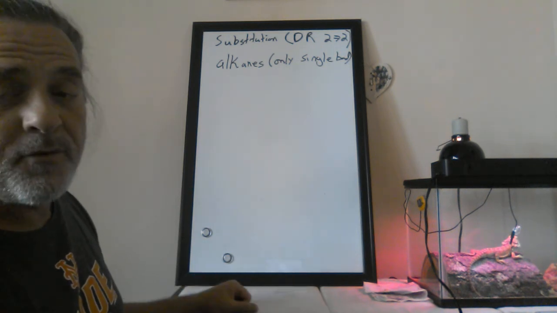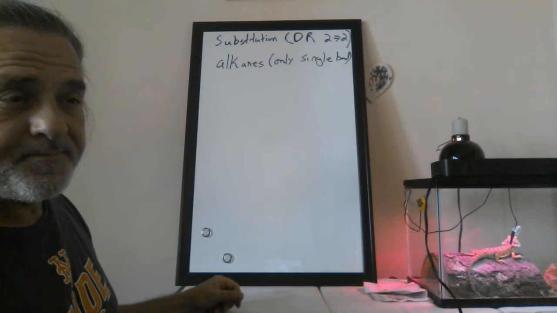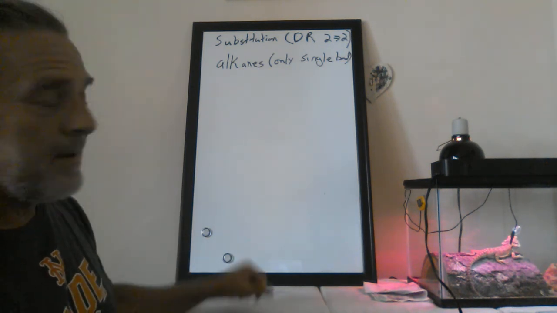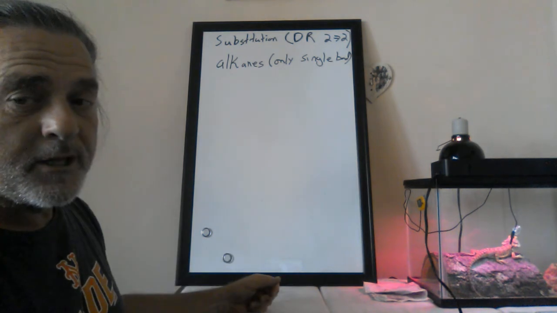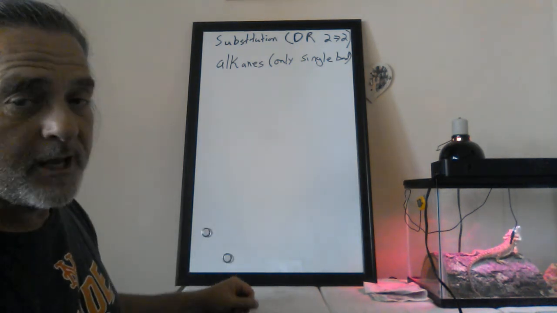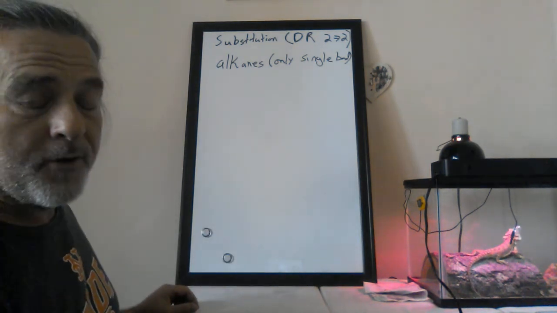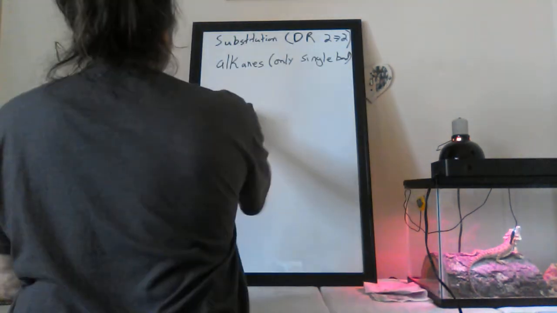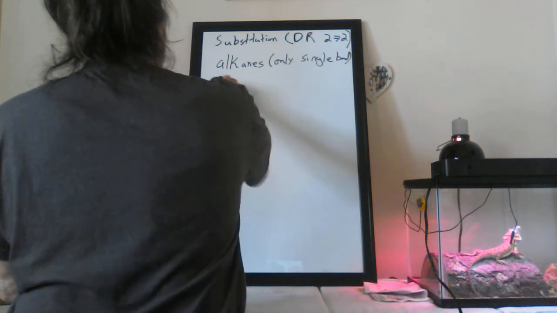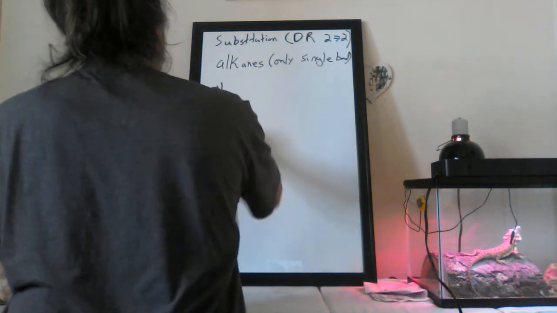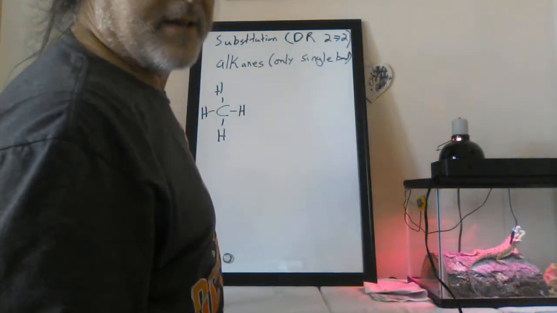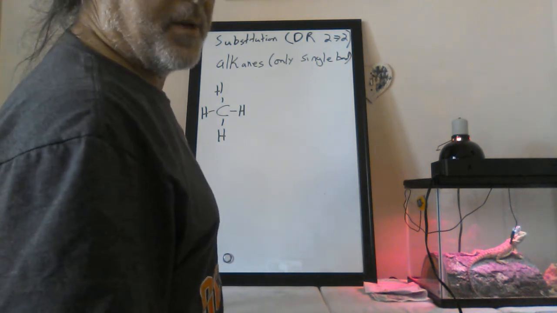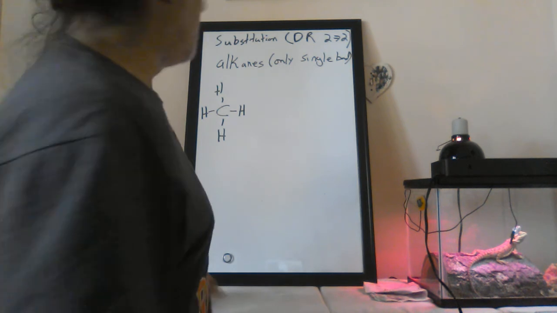I don't even think they would go as far as propane, because then you would have to determine where it's going to be on a primary or secondary carbon, and it's not within the syllabus, so you don't have to worry about it. It'll be simple, just like I'm doing. I'm going to do the simplest possible version. Methane, which is CH4. I'm drawing the hydrogens in here instead of just the plain skeleton, because it's important where the hydrogens go.